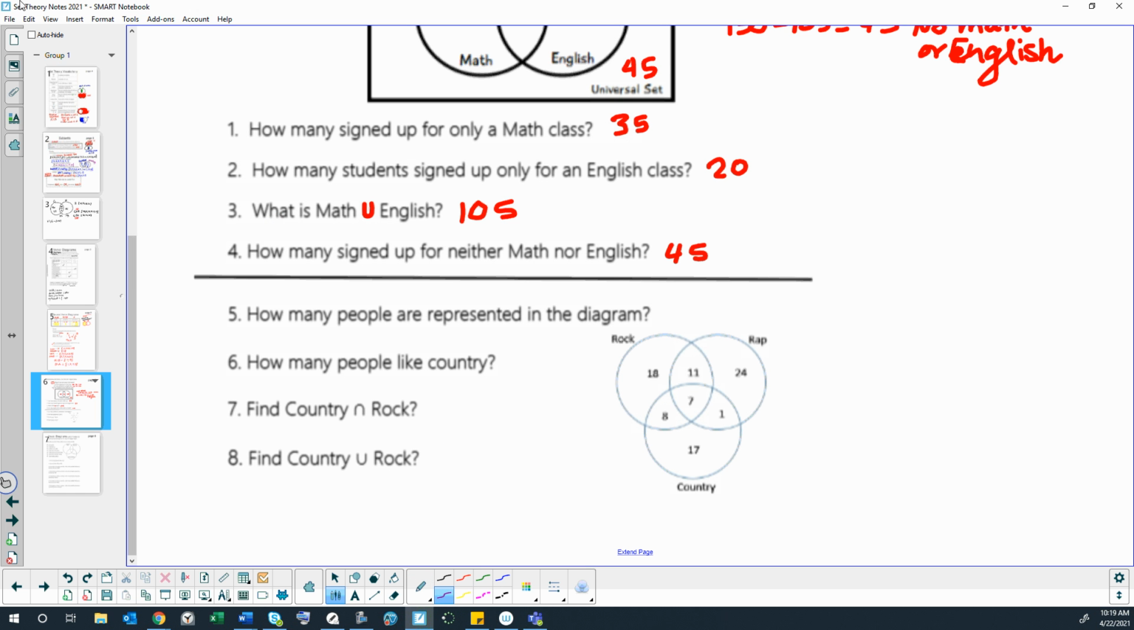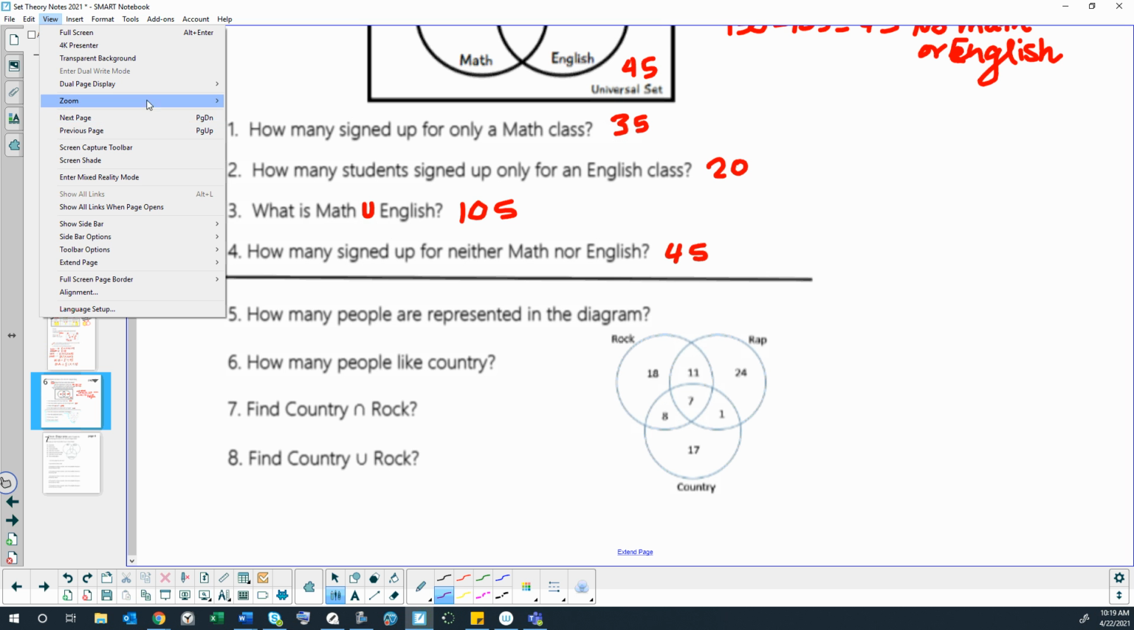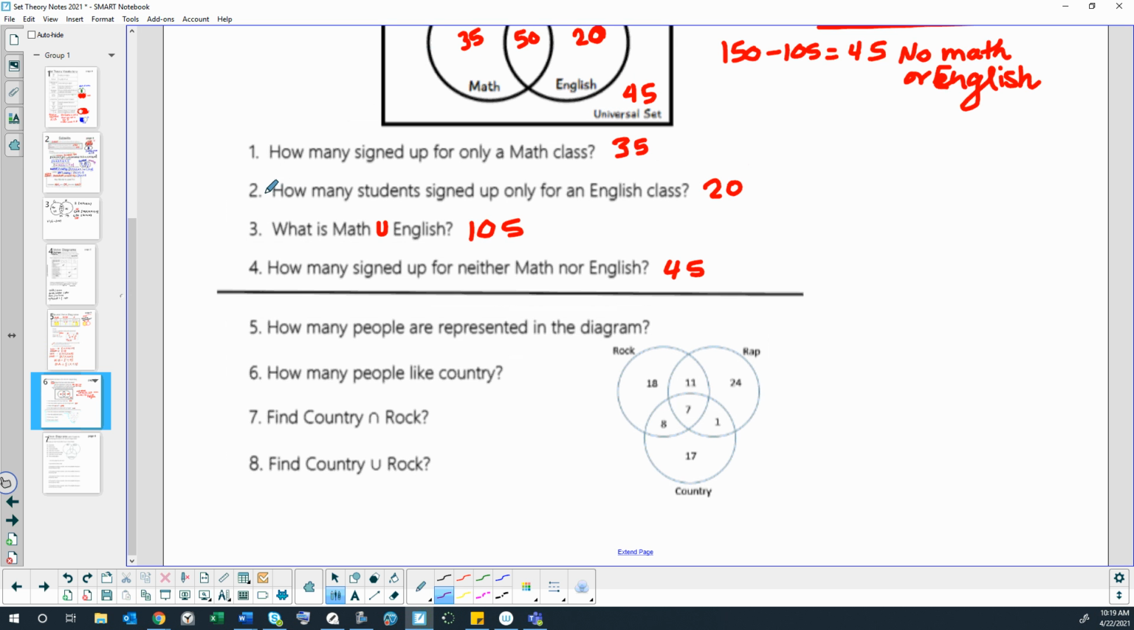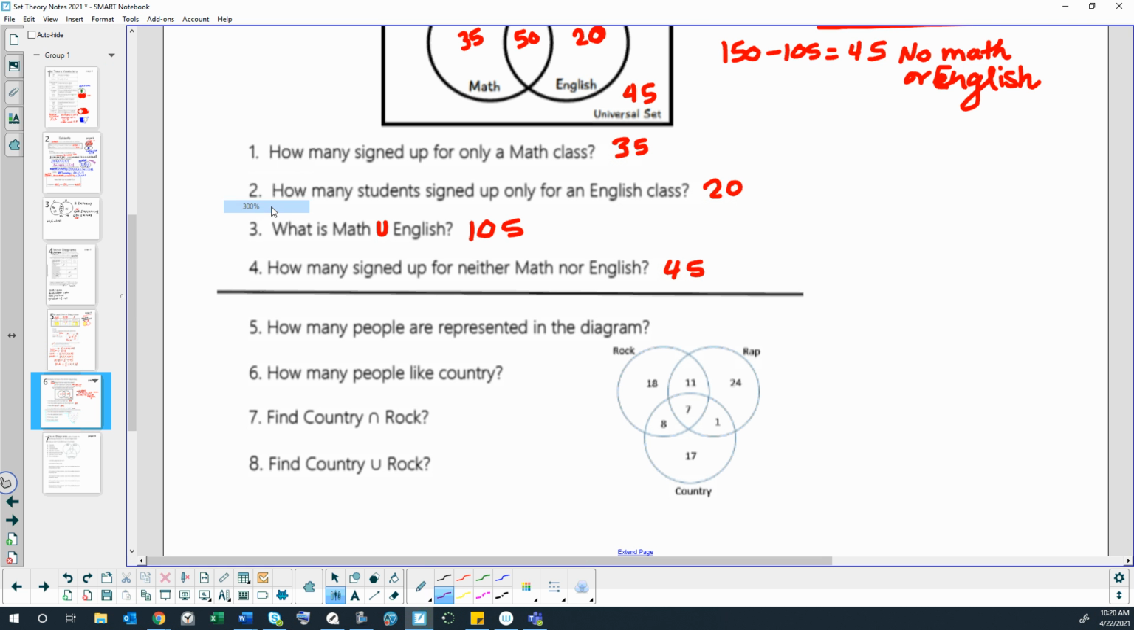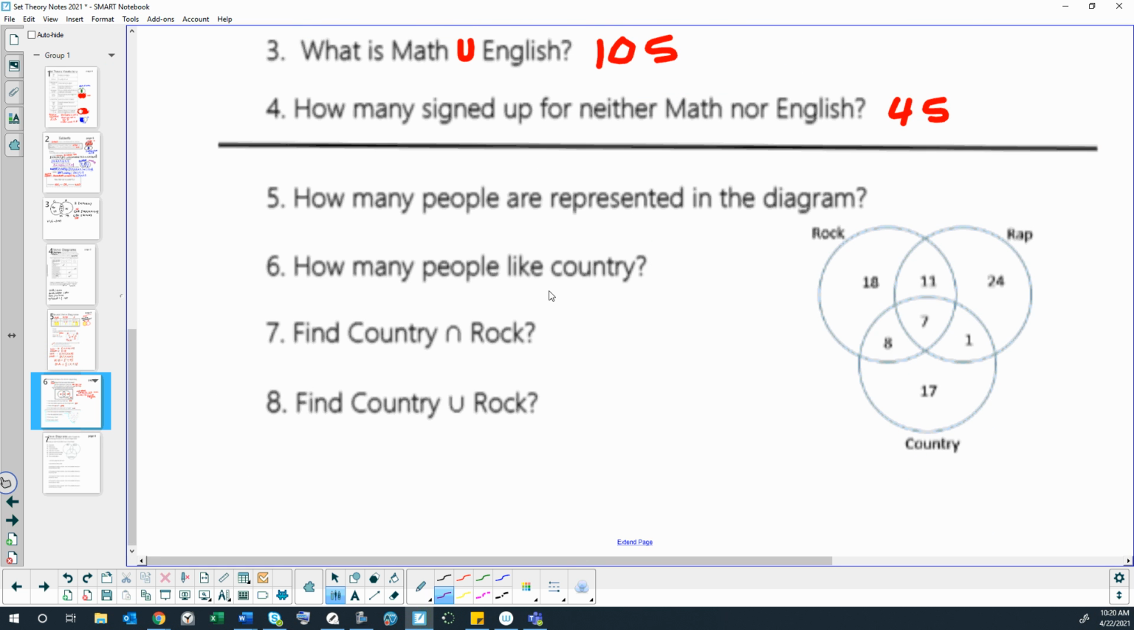How many people are represented in the diagram? I'm going to zoom this in a little because, oh, that didn't zoom it in, that zoomed it out. So that picture is really small. Mucho better. Got it. Okay. How many people are represented in the diagram?